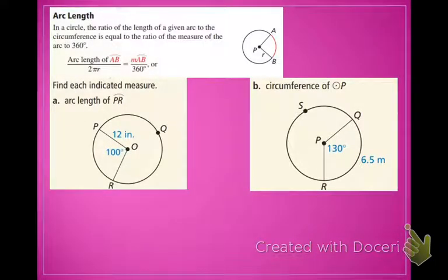All right. So we're going to use this formula up here. Arc length of AB over, instead of 2 pi r, what did I put? Circumference. And it equals the measure of arc AB over 360. This entire first fraction should be in length. So y'all look up here, please. Sit up and look at the screen.